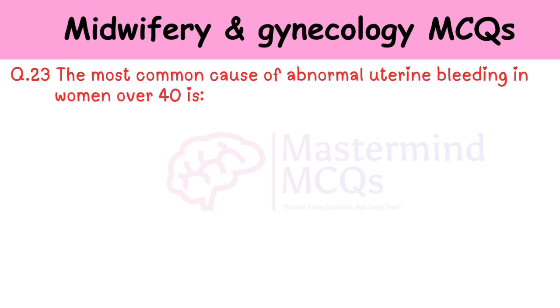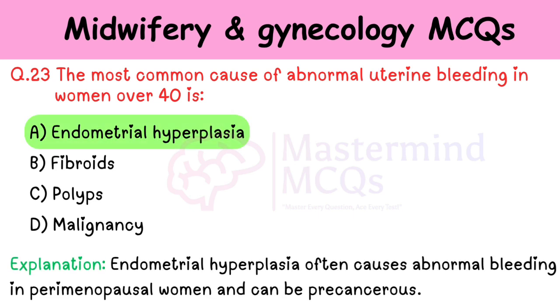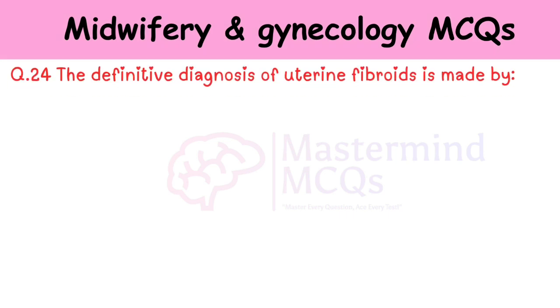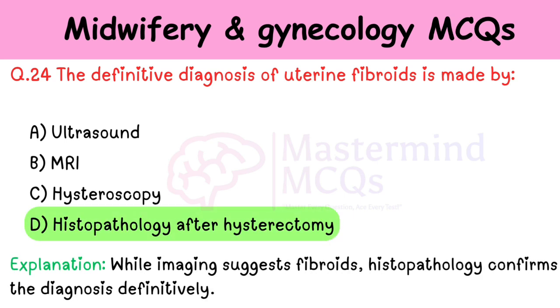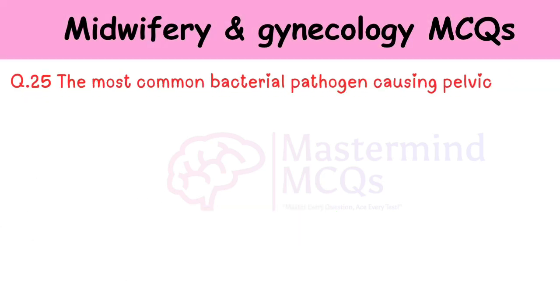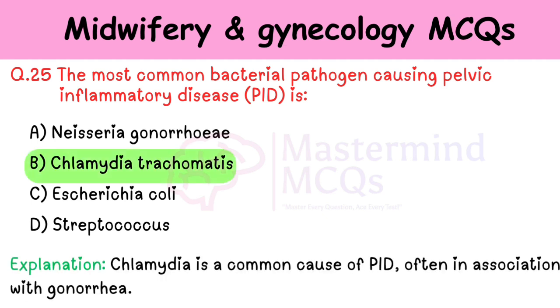The most common cause of abnormal uterine bleeding in women over 40 is A. Endometrial hyperplasia. The definitive diagnosis of uterine fibroids is made by D. Histopathology after hysterectomy. The most common bacterial pathogen causing pelvic inflammatory disease, PID, is B. Chlamydia trachomatis.